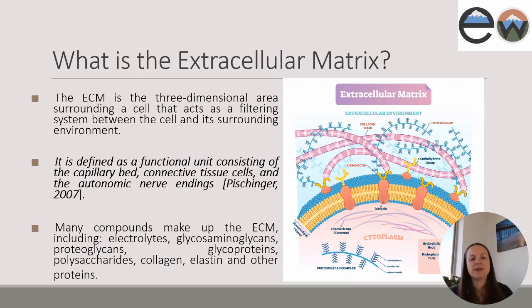The way that he described it, there's a load of information in this book that he wrote before he passed. As he says, it's defined as a functional unit consisting of the capillary bed, connective tissue cells, and the autonomic nerve endings. And I think that's really important. The capillary bed is talking about our blood vessels, and autonomic nerve endings, that's our autonomic nervous system, so dysautonomia and POTS and things like that.